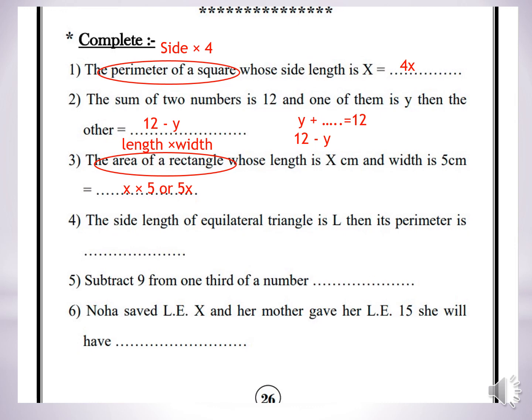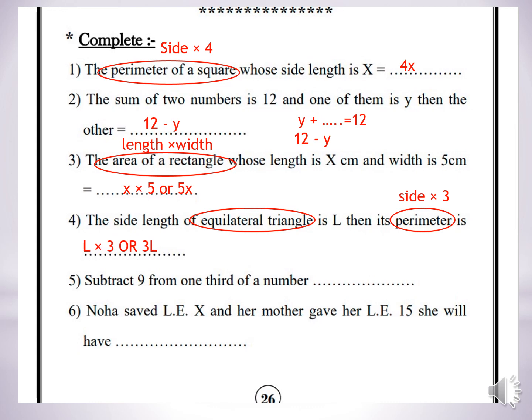The side length of an equilateral triangle is L. Then its perimeter. Okay, I have here an equilateral triangle. What's the perimeter of the equilateral triangle? We said side times 3. So he told me here that the side equals L. So it would be L times 3, or 3L.